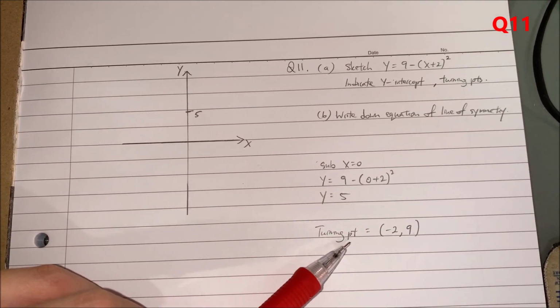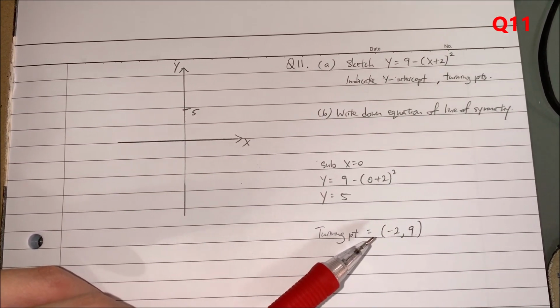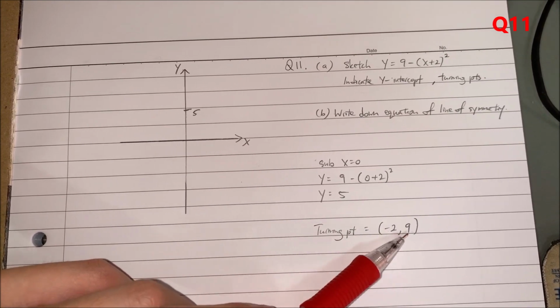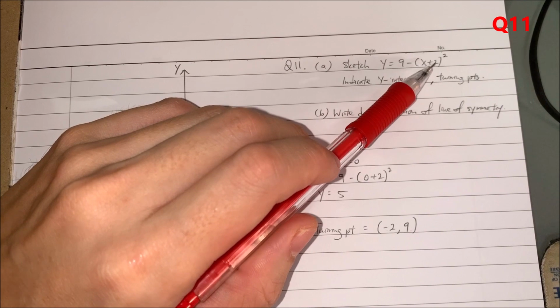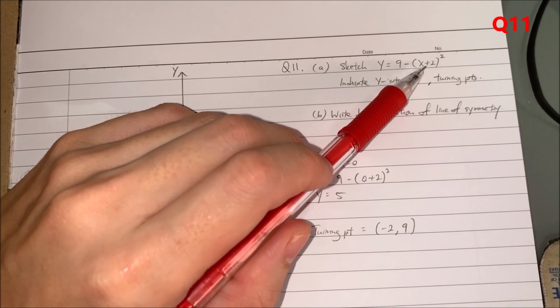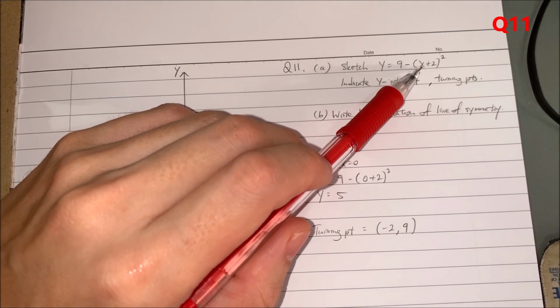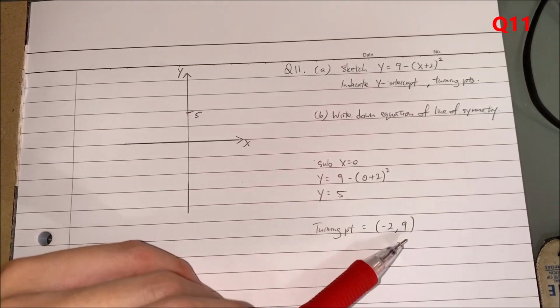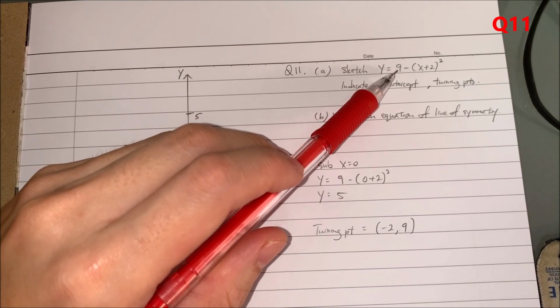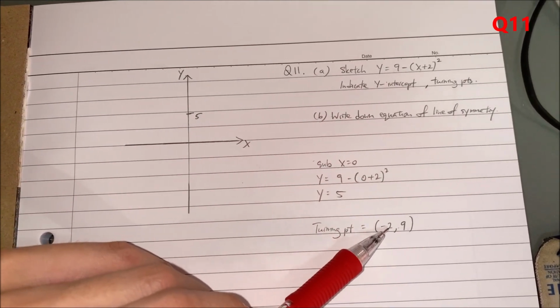After that, the turning point, I can literally see it from the equation. So that will be (-2, 9). How do I get -2? -2 comes from the number that makes this bracket 0. So if x is -2, this whole bracket becomes 0. And 9 comes from here. So the 9 is the maximum value in this case. That's how I get this.